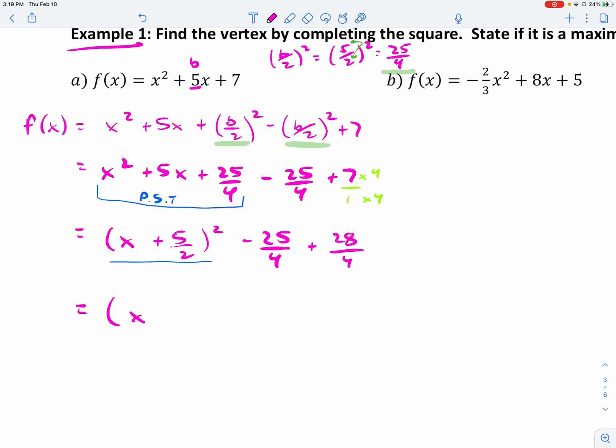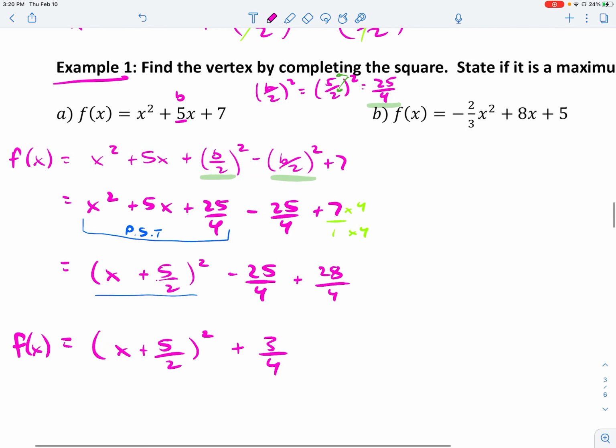Okay, our last line. Negative 25 plus 28, well, that's just 3 over 4. So there we have it. We just converted our first standard form function into vertex form.